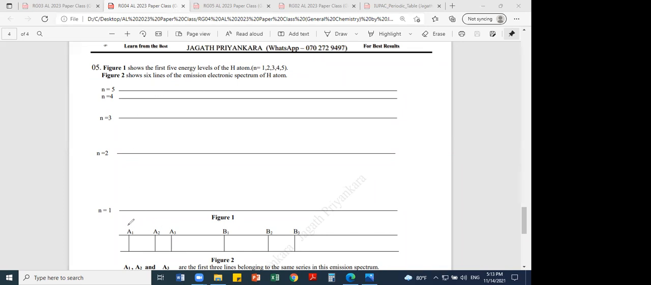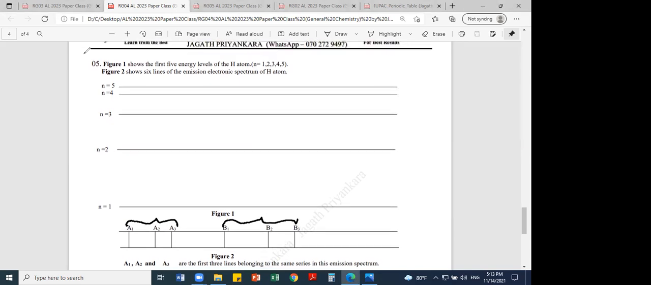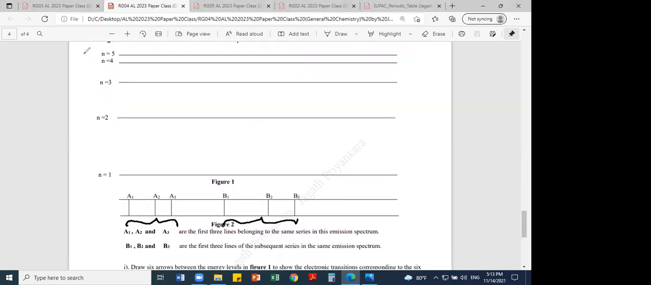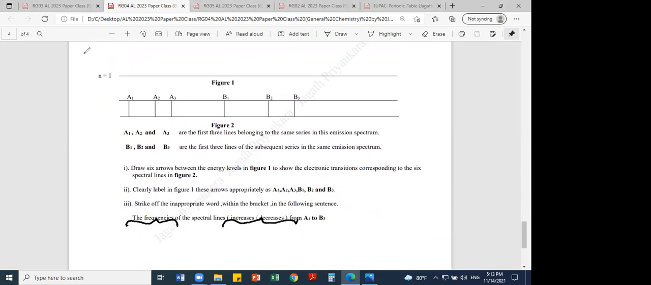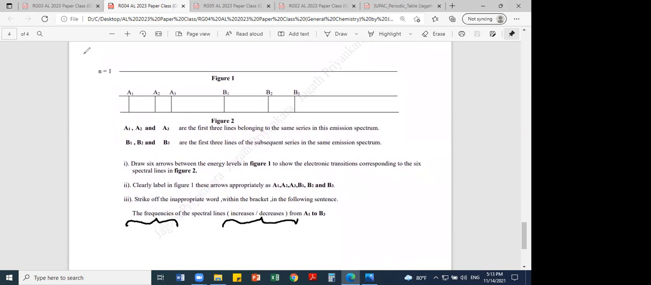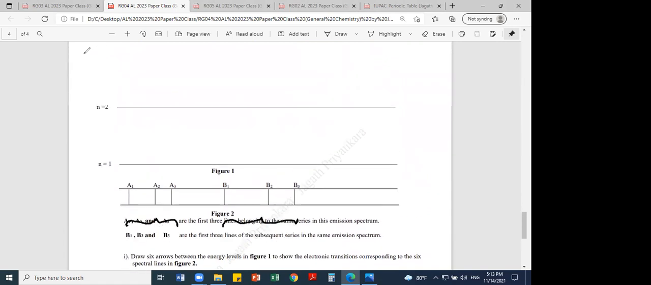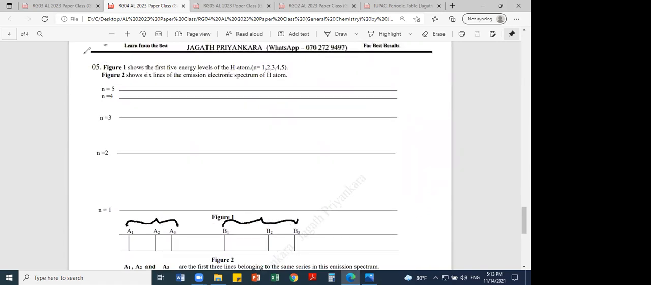A1, A2, A3 belong to the same series. And B1, B2, B3 also belong to the same series. And they are two consecutive series. I think they have given here the first 5 energy levels of the hydrogen spectrum, 6 lines of the emission spectrum of hydrogen. First 3 lines of each.